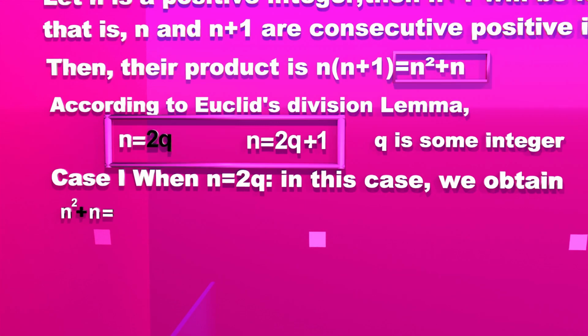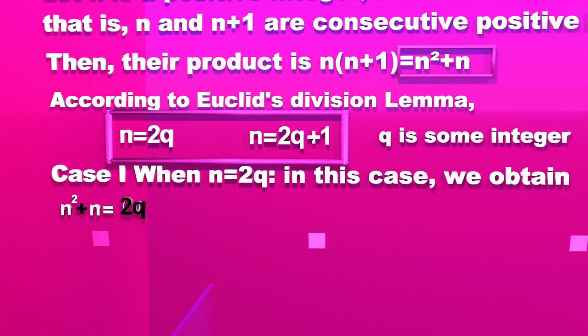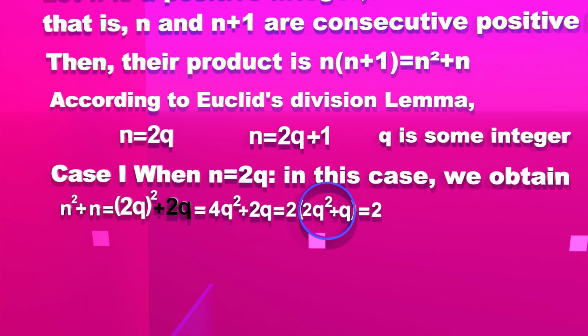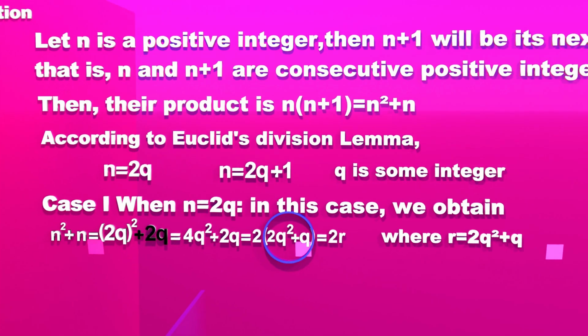In case 1, n is 2q. That means n square is 2q whole square, and again n is equal to 2q. Here 2q whole square is 4q square, and 2q will be unchanged. Here in these two terms, 2 can be taken as common. Now 2q square plus q can be considered as r, because 2q square plus q can be any number but 2 will always be in the multiplication form. That means 2 divides n square plus n.